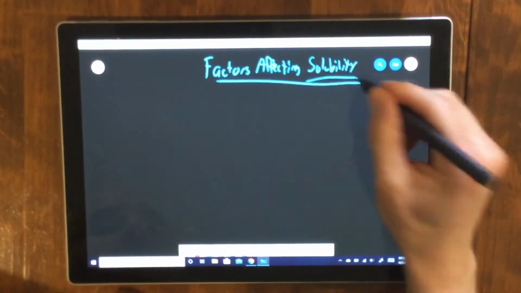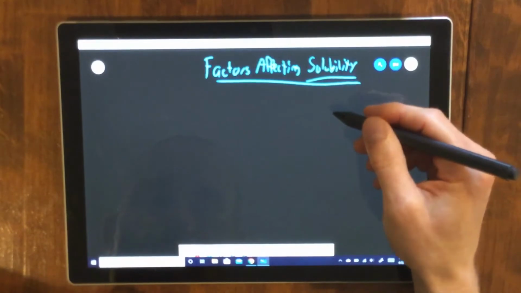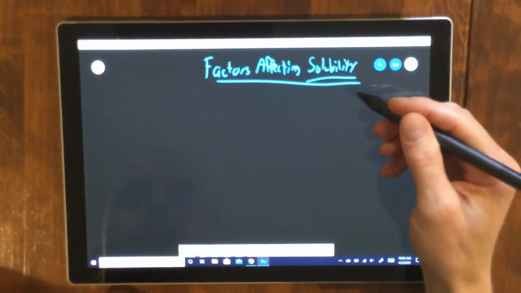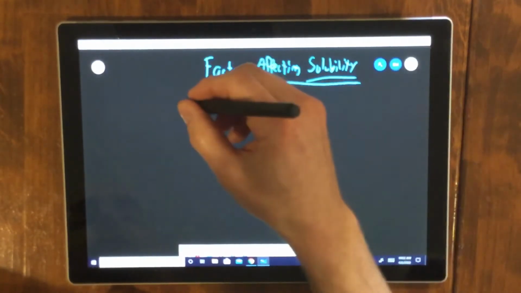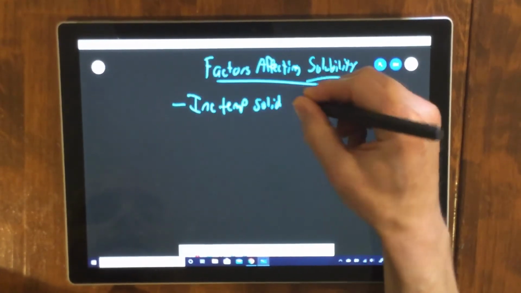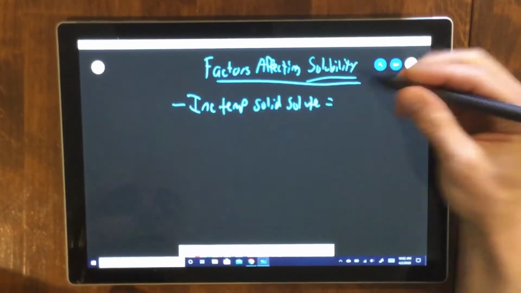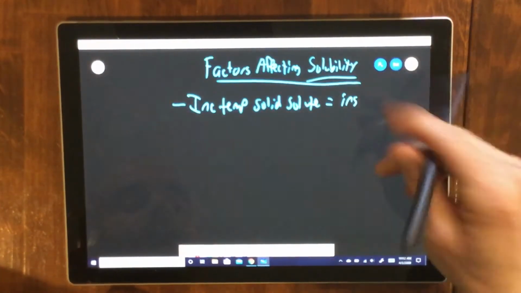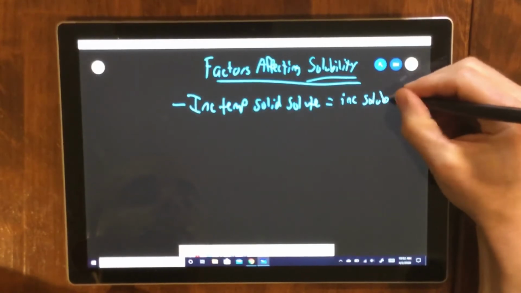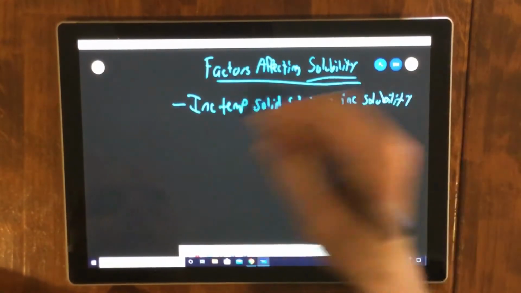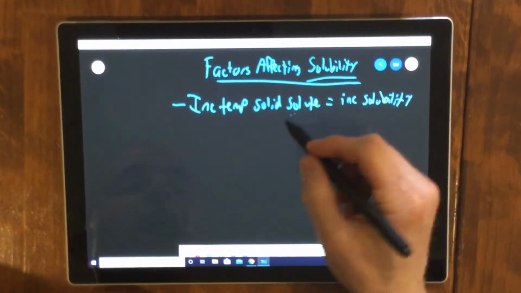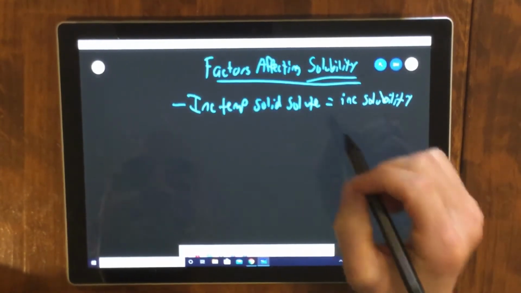So remember, solubility is how much you can dissolve at a certain temperature in a certain amount of water. If you want to add more solute to the same amount of water, what you can do is increase the temperature on a solid solute, and that equals an increase in solubility. We've already gone through these things, I'm just summarizing. So increased temp, solid solute. If you heat up the water, you can add more solute in the same amount of water.